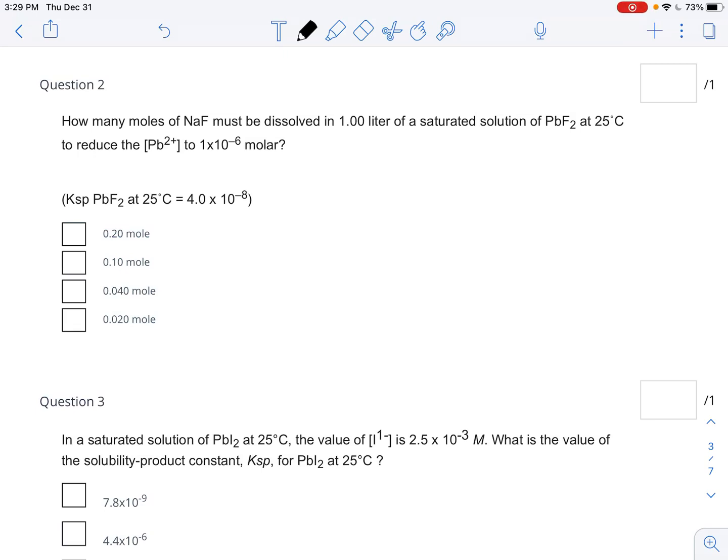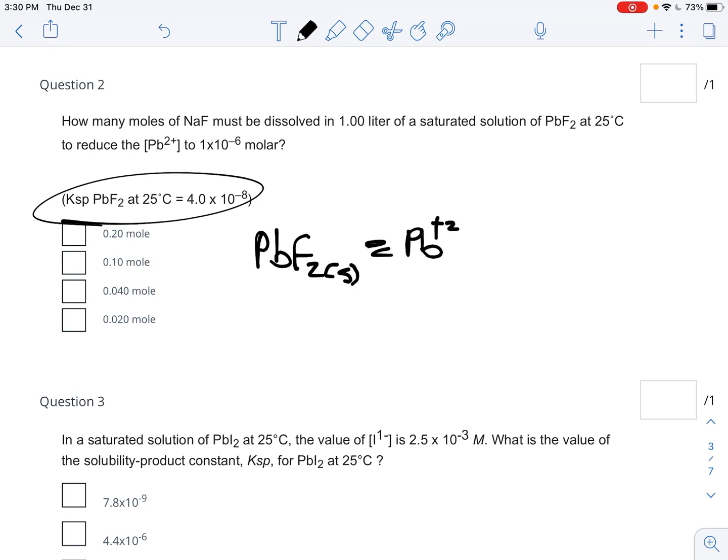All right, so in question 2, we have a saturated solution, so we can go right to equilibrium on these. Again, you're talking about the KSP of lead fluoride. So you're looking at lead fluoride solid that's breaking into lead and 2 fluorides, both of which are aqueous here.